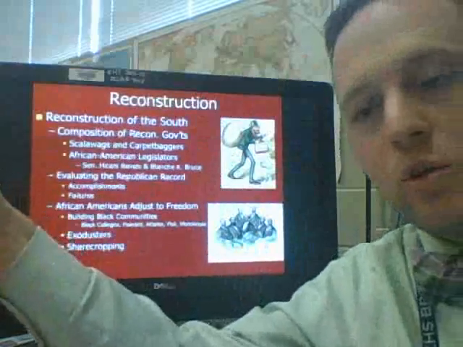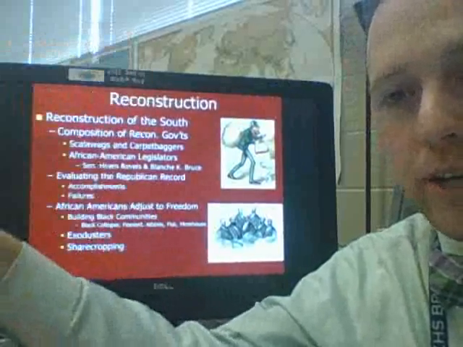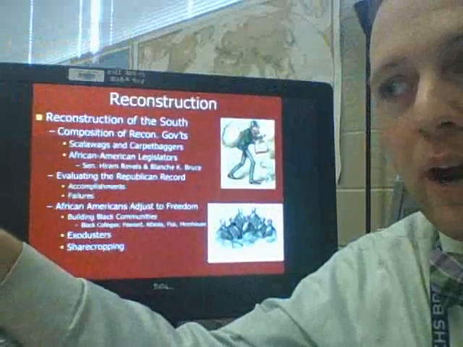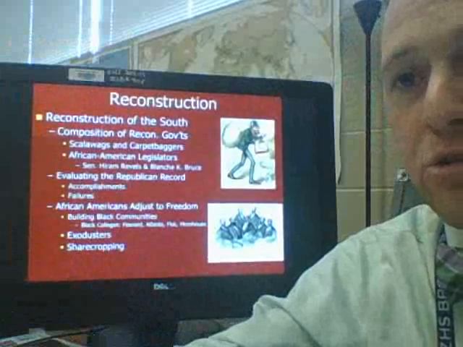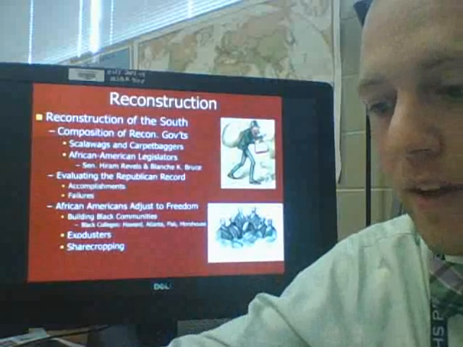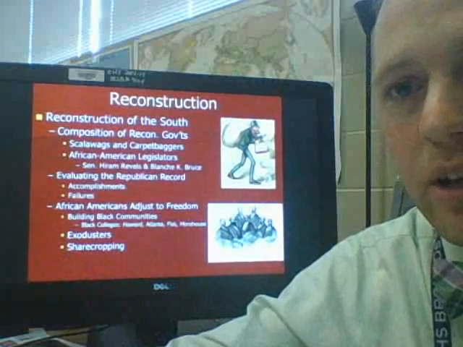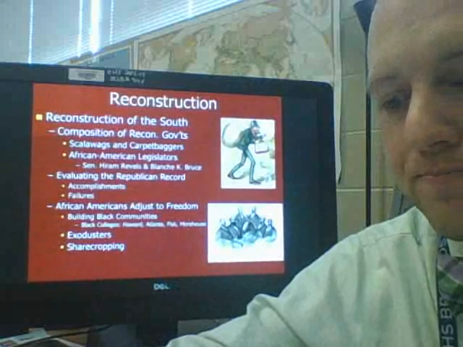So what you also see joining the Southern legislatures were freedmen who could now have the right to citizenship and the right to vote. So actually you see African Americans get the right to vote and actually gain office. Also Northerners who came down to live in the South during Reconstruction end up getting offices too.